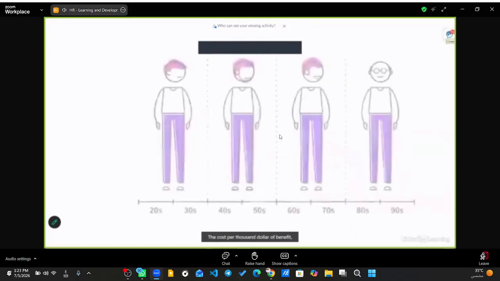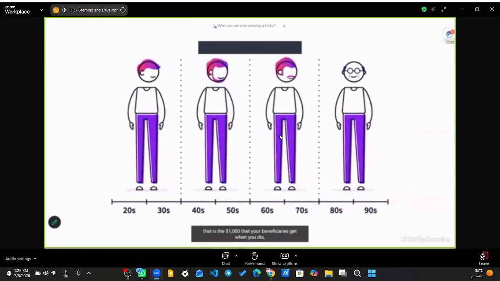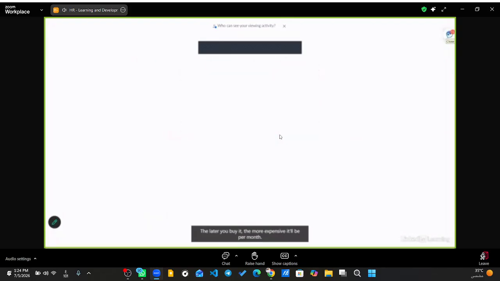The cost per $1,000 of benefit, that is the $1,000 that your beneficiaries get when you die, increases as the insured person ages, and it obviously gets very high if the insured person lives to be, say, 80 years or more. So the earlier you buy that traditional whole life insurance, the cheaper the cost will be per month. The later you buy it, the more expensive it'll be per month.